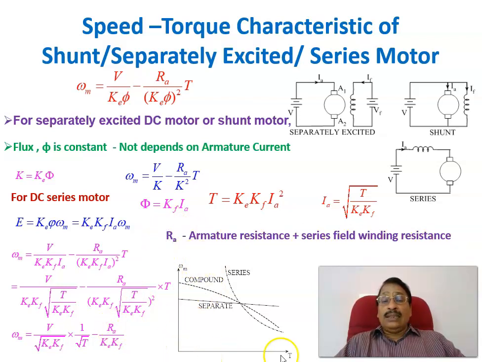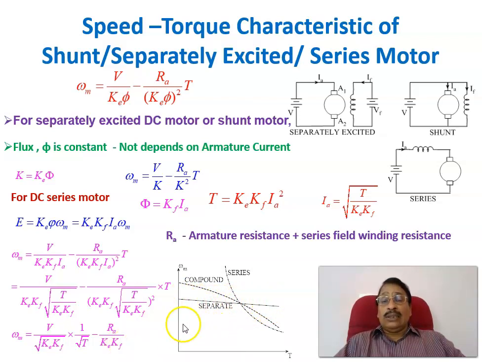Now, if you plot T versus omega m for a shunt motor, you can see that omega m equals V by K minus Ra by K square divided by T. Therefore, as torque increases, this component slightly increases, because the Ra value is very small. Because of that, omega m slightly reduces from V by K. That is why in a shunt motor, as torque increases, speed omega m slightly reduces. This is for a shunt and separately excited motor.